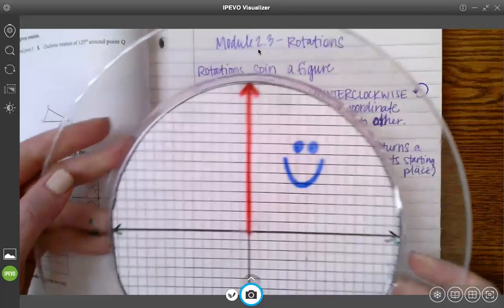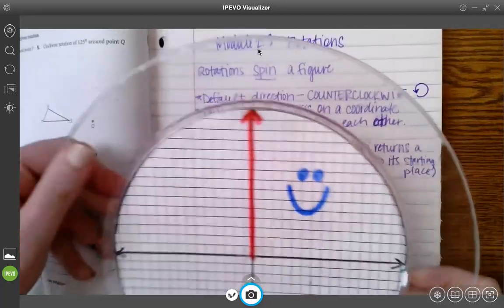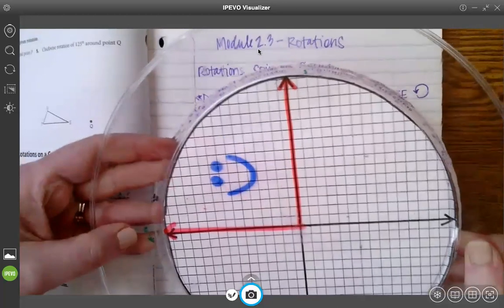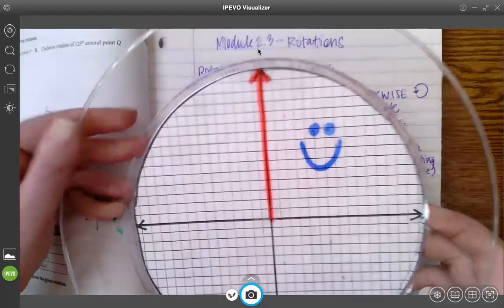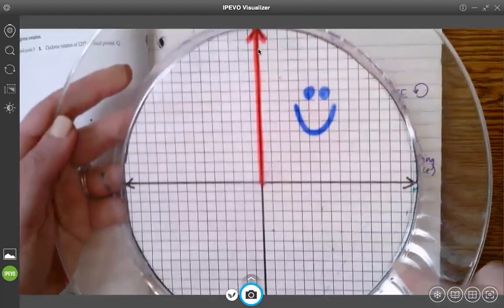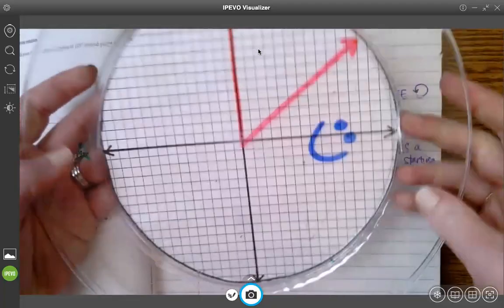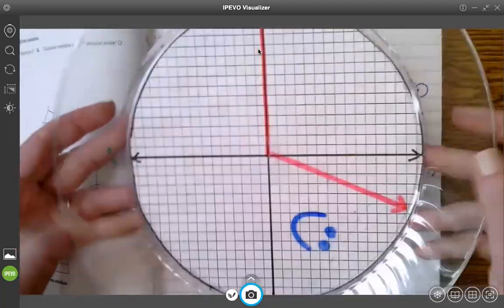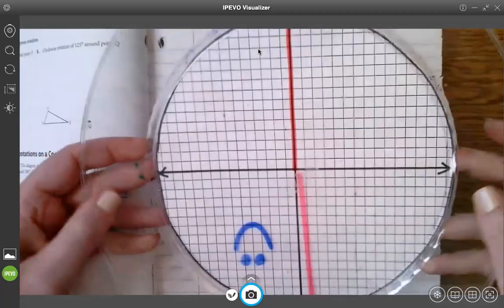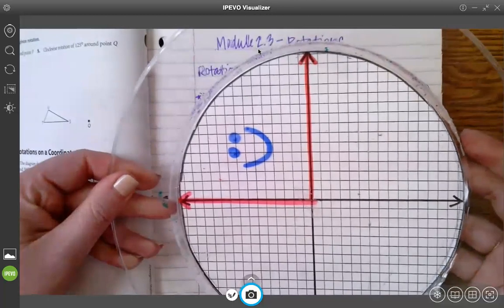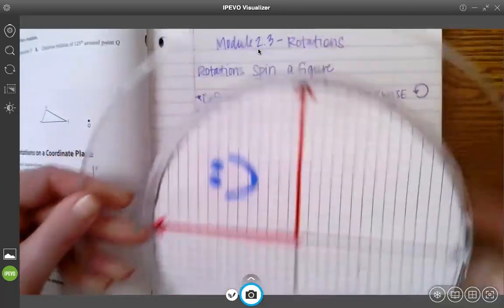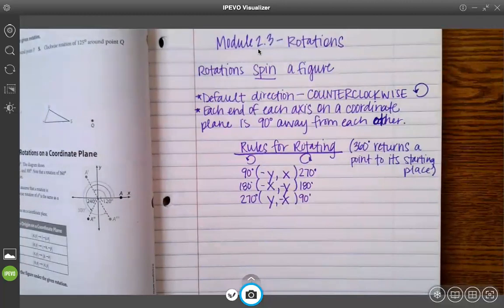If I spin this 90 degrees counterclockwise, it goes there. If I spin it from the starting place 270 degrees the other direction, that's 90, there's 180, and there's 270. And it does. You can see that it ends up exactly in the same place. So that's why we don't necessarily have to memorize a whole bunch of different rules. We can just memorize this one setup and look it up from our own little chart that we have made.